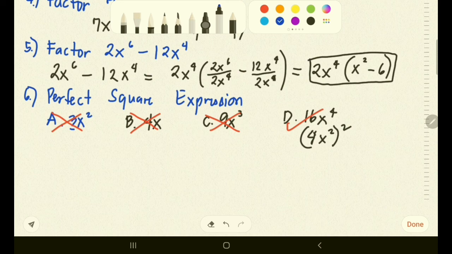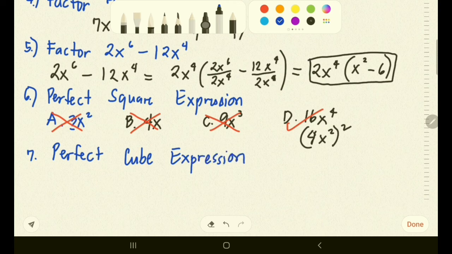Okay, let's have your number 7. For number 7, you're asked for an expression which is a perfect cube. So, perfect cube expression. Okay, so letter A, you have 8x. 8 is a perfect cube, but x is not. So, this cannot be a perfect cube expression.